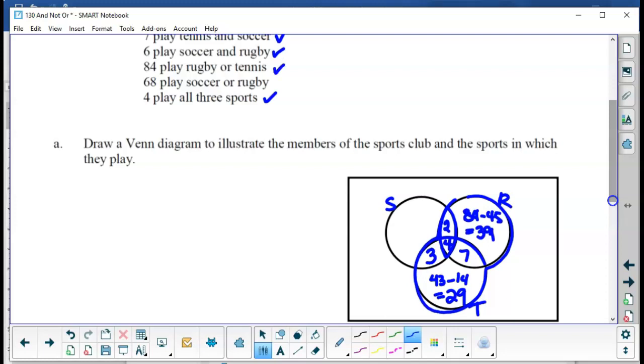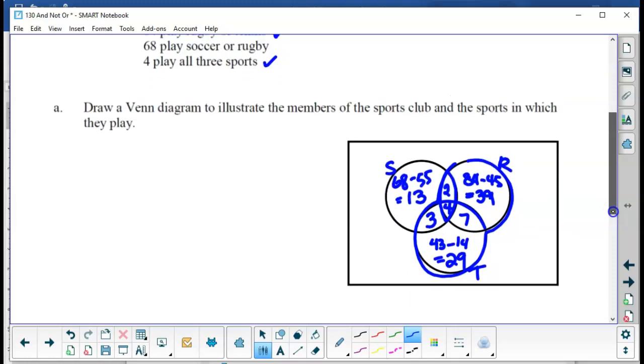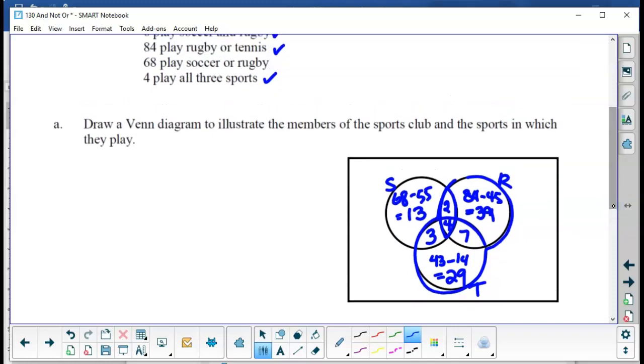And then soccer or rugby, now we only have one part missing. And so that would be, so 39 plus 7 is 46, 52, 55. So that would be 68 minus 55 is 13. Okay? And it doesn't say that, well, obviously if they're a member of the sports club, you assume they're going to play some sports. So there's nothing outside here.